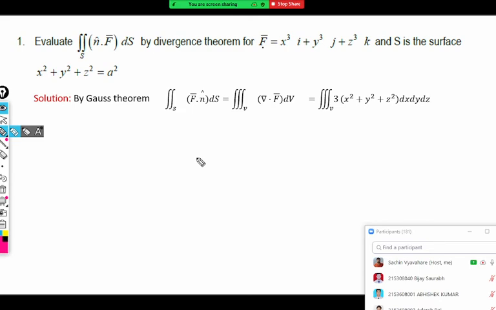Limits. Okay, the limit is correct. Can anyone suggest any other way to solve this triple integral? No one is answering. Okay, no issue. Yes, Sahil.